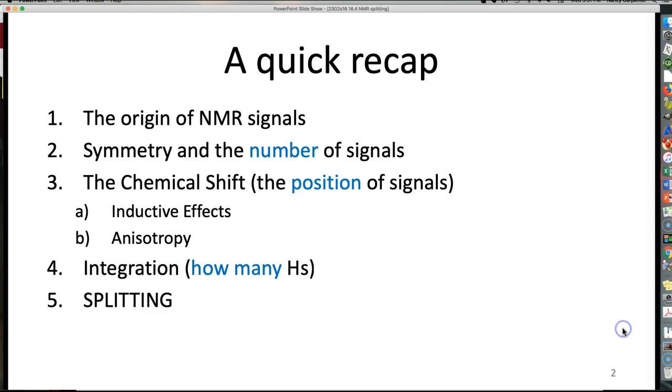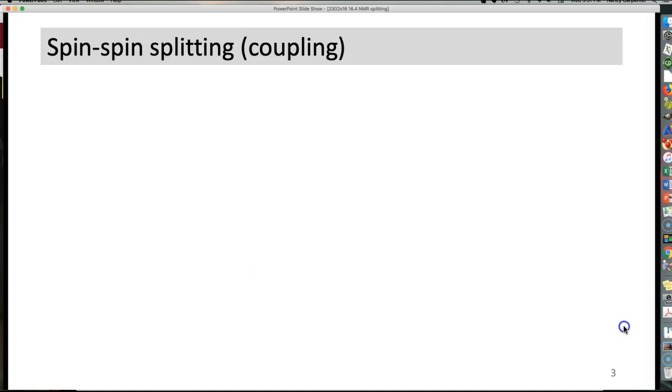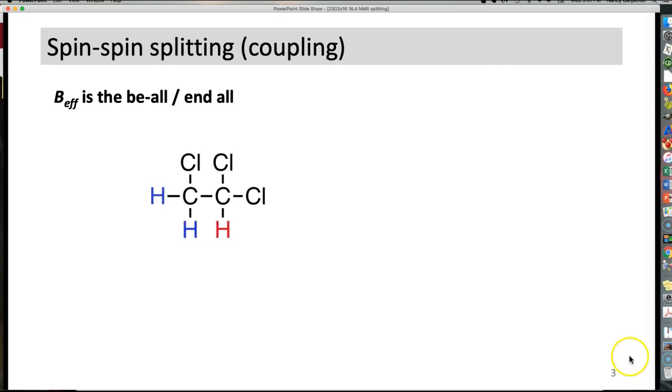And now, splitting, aka coupling. So spin-spin splitting is a result of the fact that these nuclei are really, really sensitive to what's around them. So the magnetic field that is around them, the so-called effective magnetic field, absolutely determines everything there is about how your NMR spectrum appears.